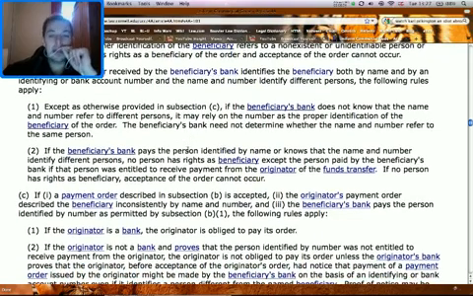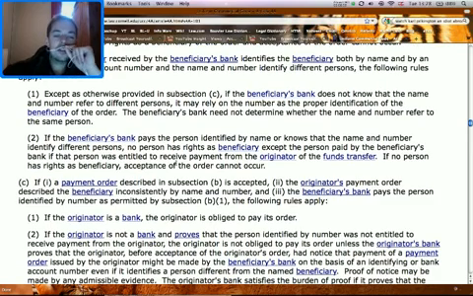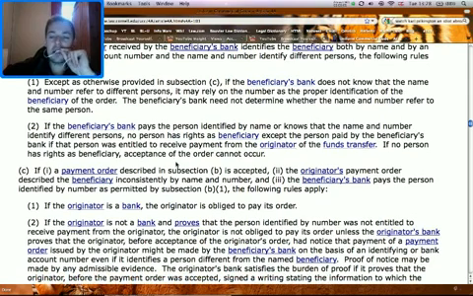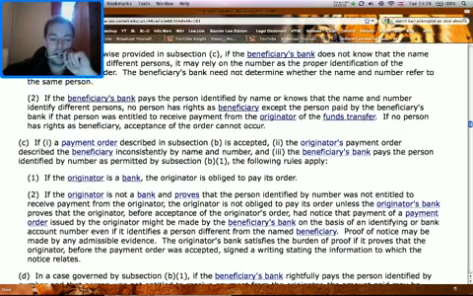The beneficiary's bank need not determine whether the name and number refer to the same person. If the beneficiary's bank pays the person identified by name or knows that the name and number identify different persons, no person has rights as beneficiary except the person paid by the beneficiary's bank if that person was entitled to receive payment from the originator of the funds transfer. If no person has rights as beneficiary, acceptance of the order cannot occur.